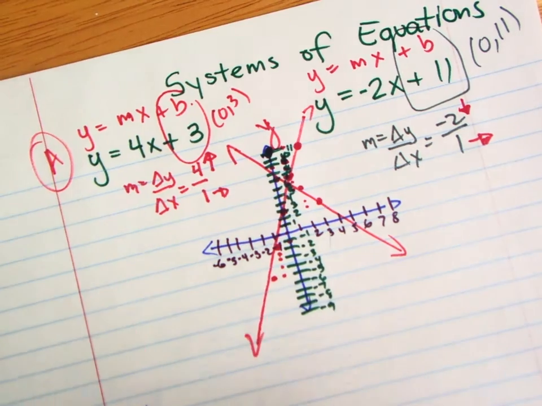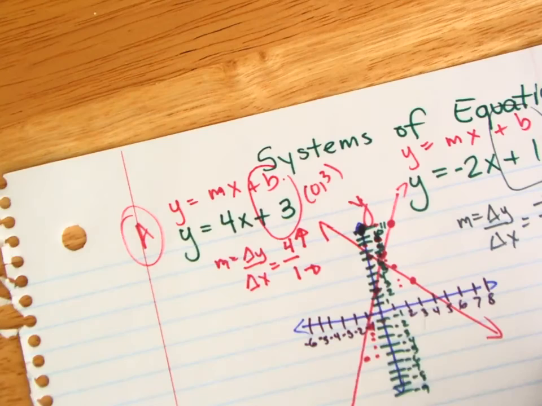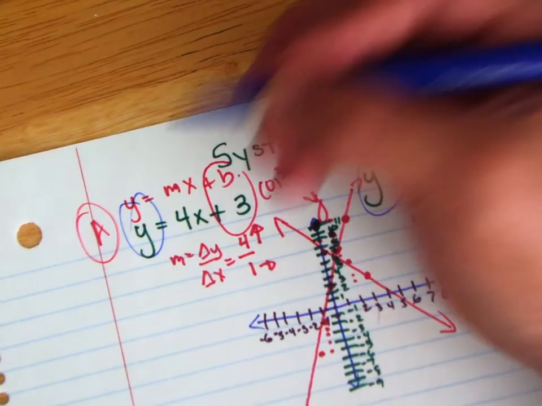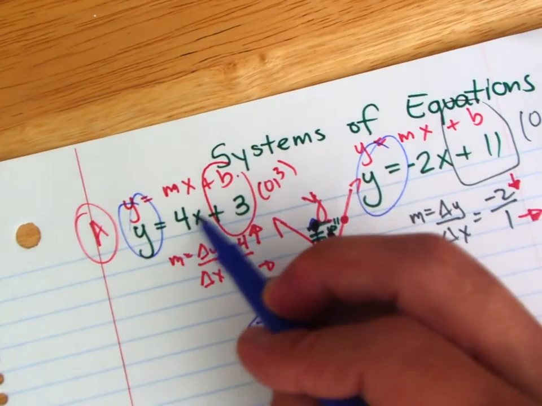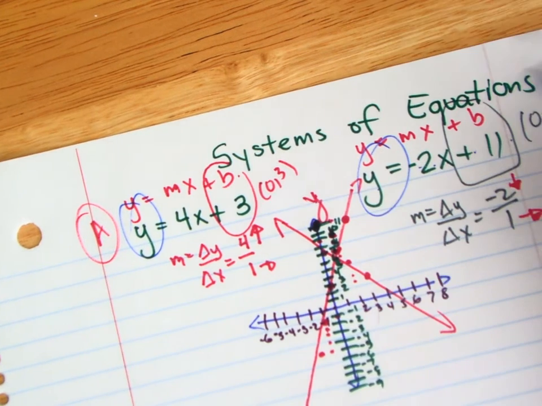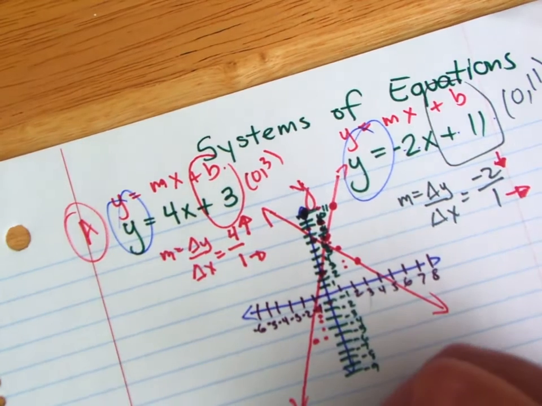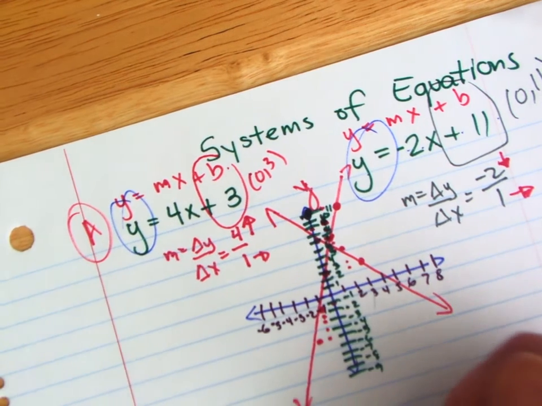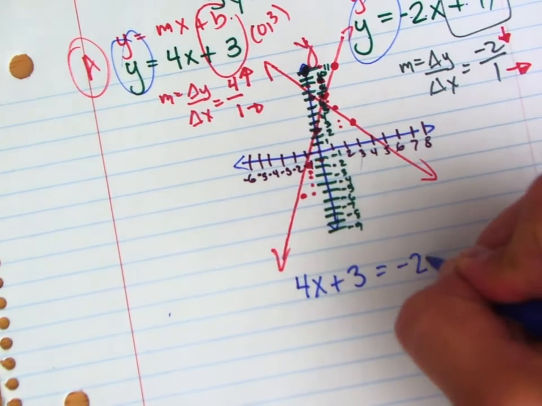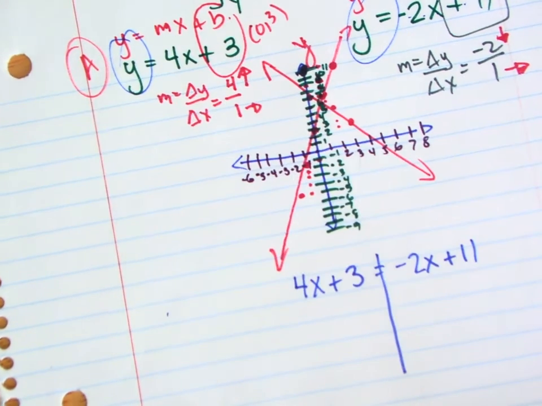So let's not graph it. Let's just do it using the equal value method, because they're both equal to what letter? y, the same letter. It could have been x equals 4y plus 3 and x equals negative 2y plus 11, it could have been that. But here they're both equal to y, so we're going to go ahead and put the equations together. 4x plus 3, let's set it up. There you go.